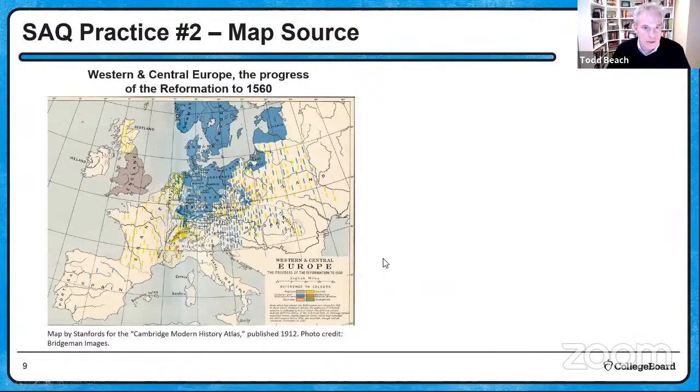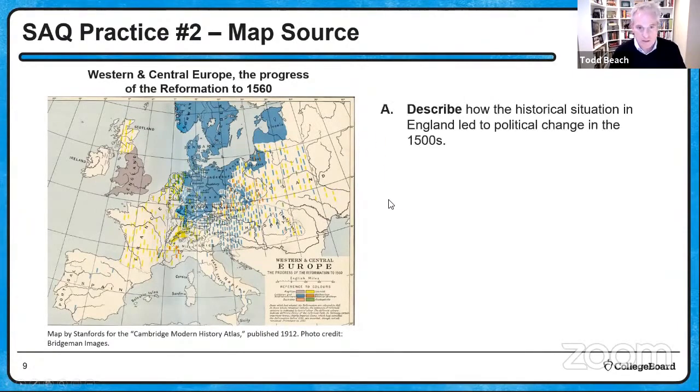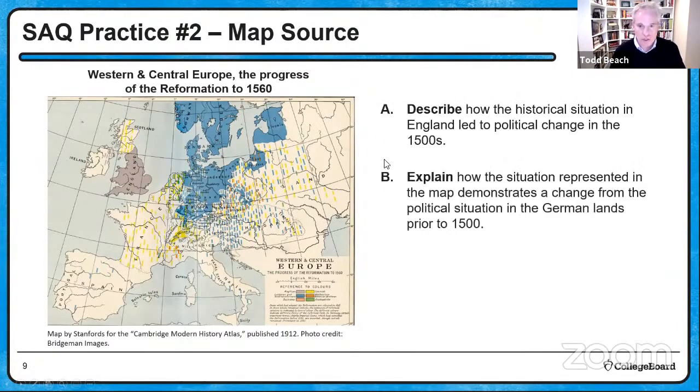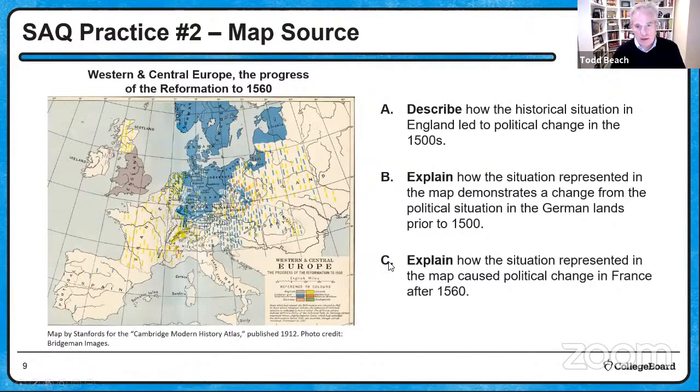So the second practice that you had was this map source. It deals with Western and Central Europe, the progress of the Reformation to 1560. The A task is to describe how the historical situation in England led to political change in the 1500s. The B task was to explain how the situation represented in the map demonstrates a change from the political situation in the German lands prior to 1500. And the C task explained how the situation represented in the map caused political change in France after 1560. Okay, so we can go to the first response.